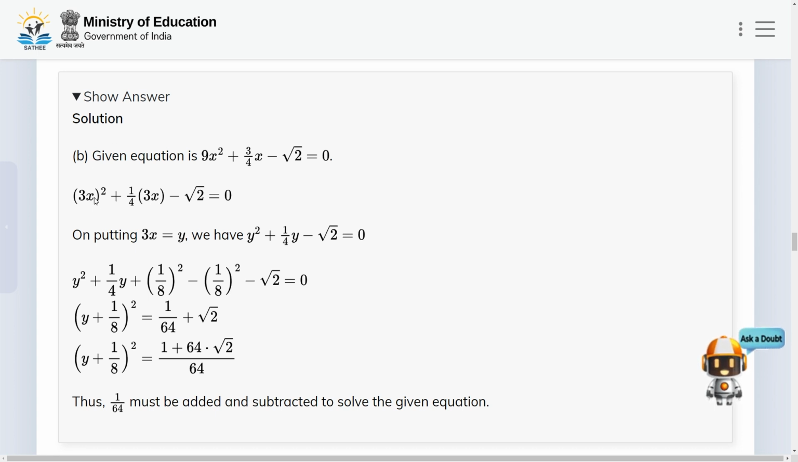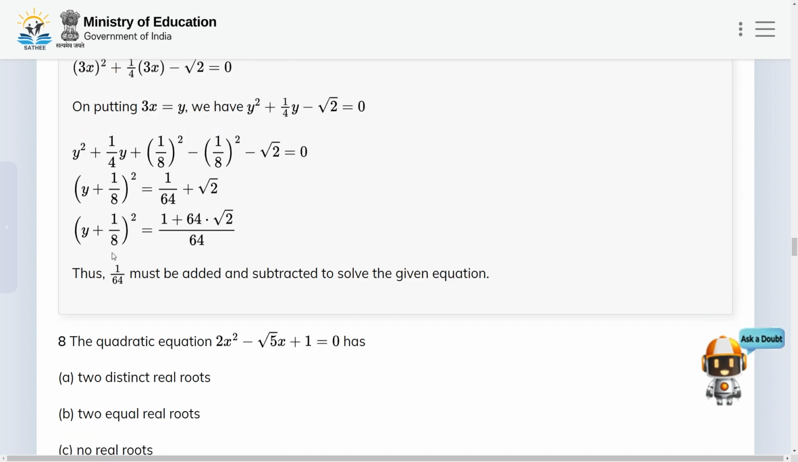Okay, so (3x) whole square plus 1 by 4 (3x) minus root 2 is equal to 0. And putting 3x as y, we have y square plus 1 by 4 y minus root 2 is equal to 0. Okay, and it implies y square plus 1 by 4 y plus (1 by 8) whole square minus (1 by 8) whole square minus root 2 is equal to 0. And it implies (y plus 1 by 8) whole square is equal to 1 by 64 plus root 2.